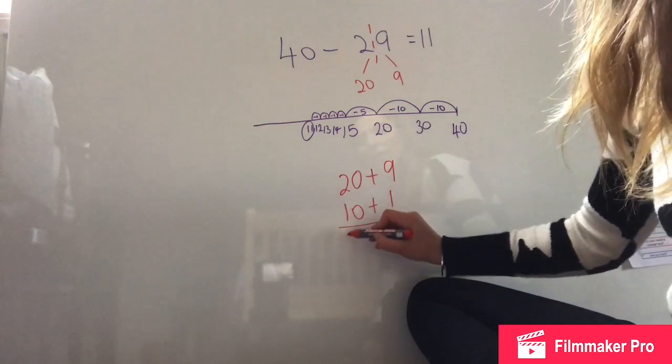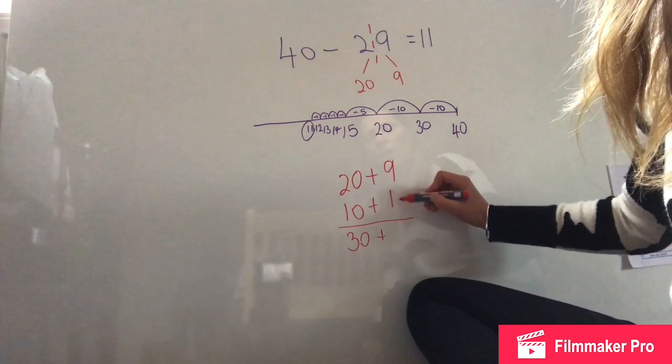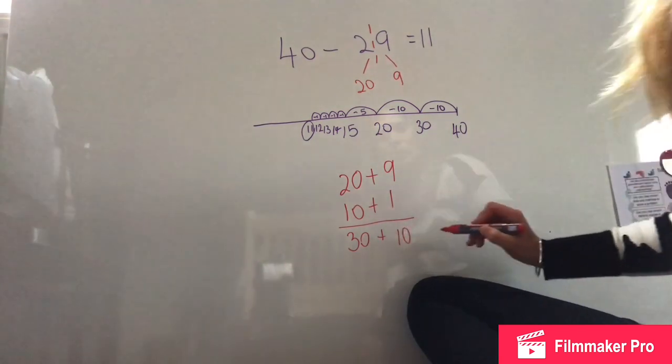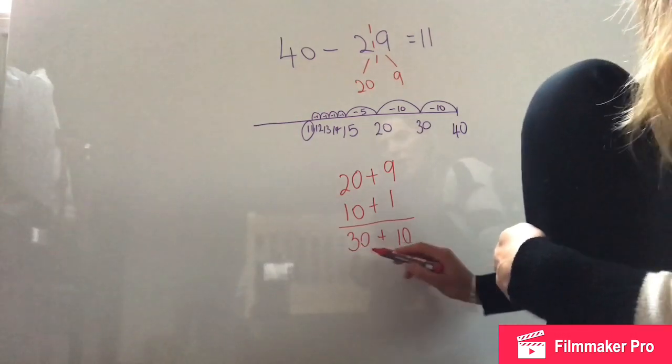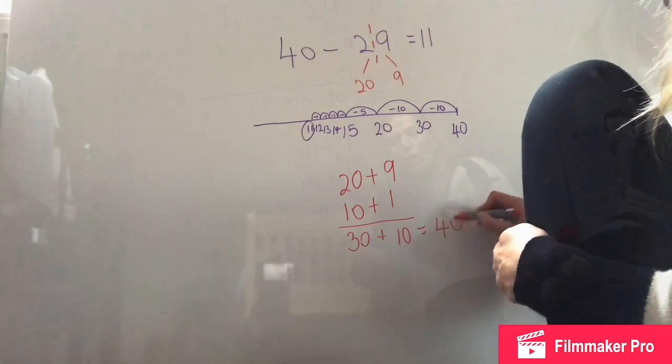20 add 10 is 30. Add 9 and 1 is 10. So I've got to add those two together. So I know that 30 add 10 equals 40.